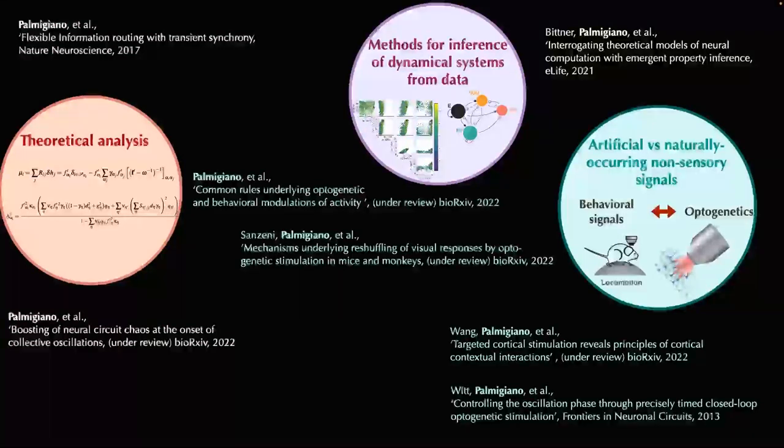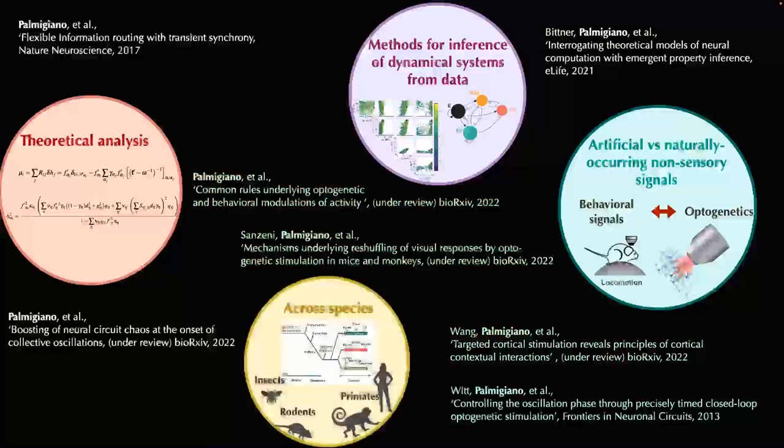And multiple times, what happens is that one can ask what type of signatures we observe through behavioral modulations of activity, coming from behavioral signals or optogenetics. What are the theoretical correlates between these two things? What are the ingredients from our model that would lead to changes in activity like the ones that we observe in the data?